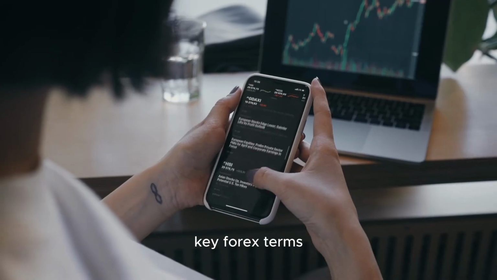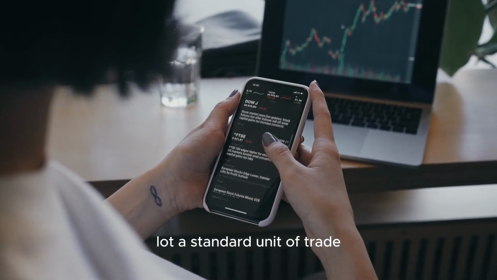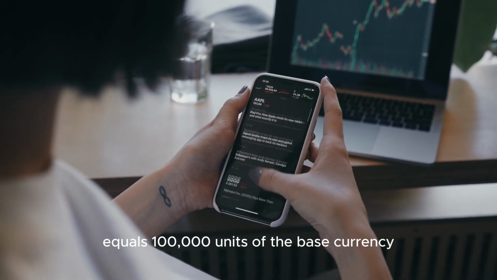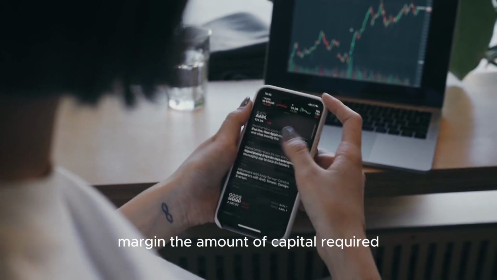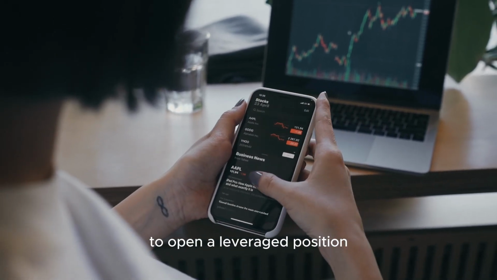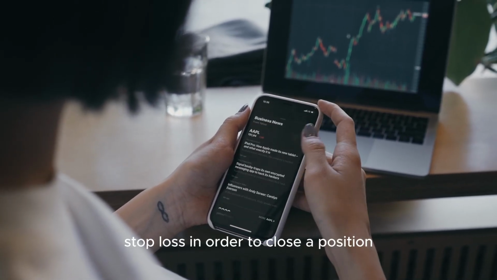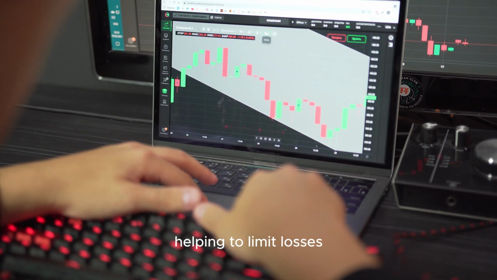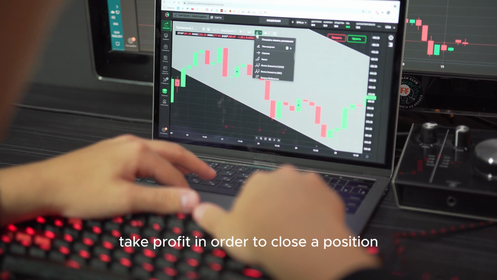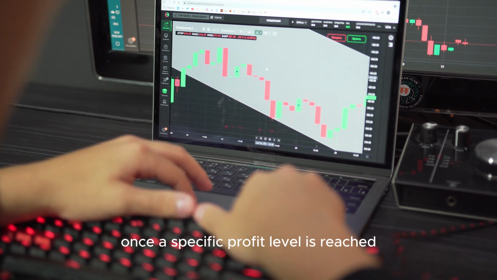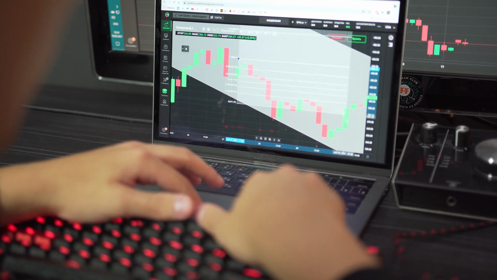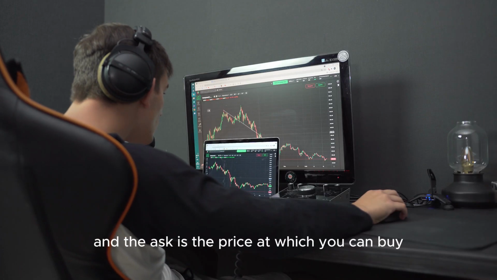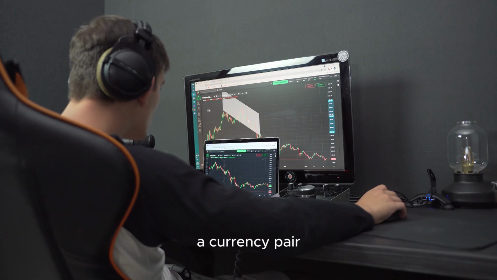Key Forex terms. Lot. A standard unit of trade. A standard lot equals 100,000 units of the base currency. Margin. The amount of capital required to open a leveraged position. Stop loss. An order to close a position once a certain loss level is reached, helping to limit losses. Take profit, an order to close a position once a specific profit level is reached. Bid/ask price. The bid is the price at which you can sell, and the ask is the price at which you can buy a currency pair.